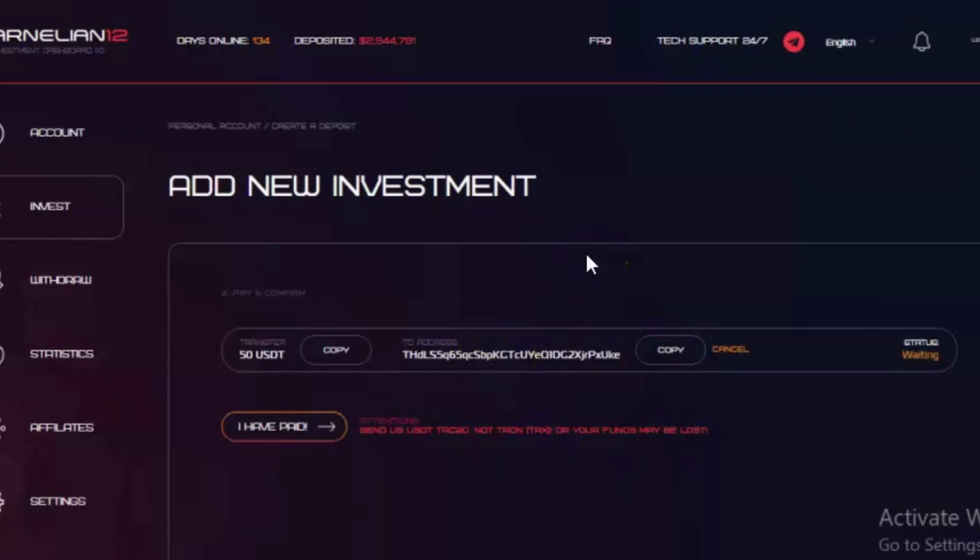Once we've done that at Binance, we now come and just click on I have paid. Then once we click on I've paid, the status will change from waiting to the fact that, okay, it's completed, and then they will now be awaiting the confirmations. But in this case, since I'm not actually paying, this will automatically cancel itself after about 3 or 4 hours once the funds is not received. So let's now go over to Binance and insert this address such that the funds can come over to Carnelian12.